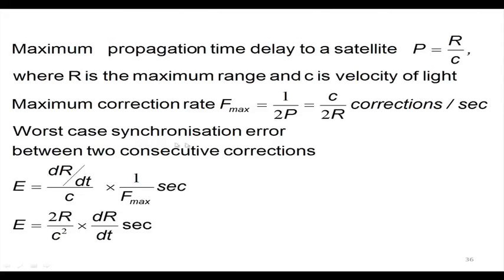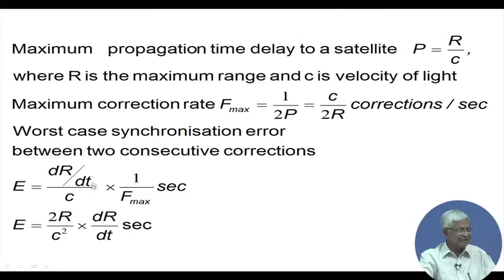Now, what is the worst case synchronization error between two consecutive corrections? Between two consecutive corrections, what is the synchronization error? That is E is equal to dR/dt by C, and 1 by f max. f max we know, C by 2R. So, that makes E equal to 2R by C square into dR/dt in seconds. Okay. So, that is the total error.